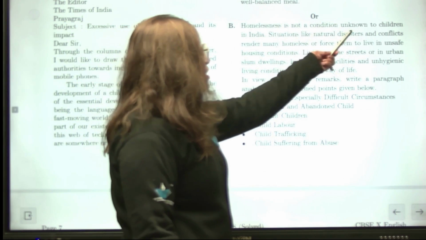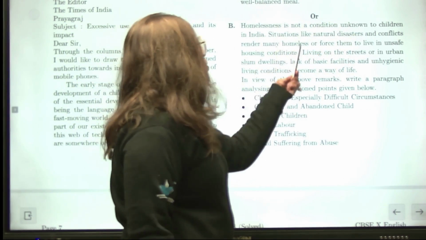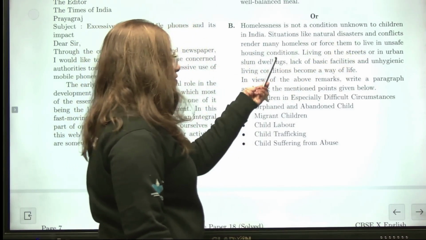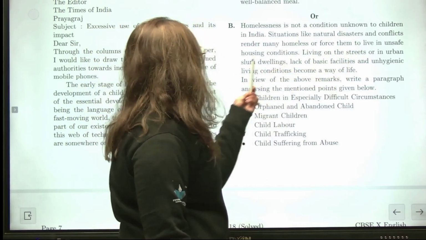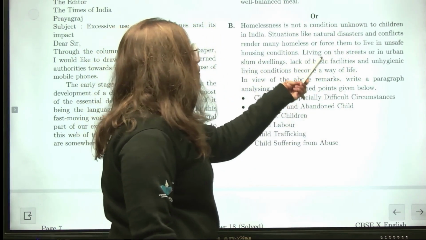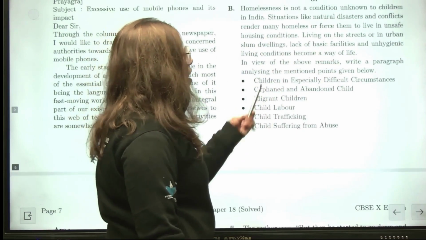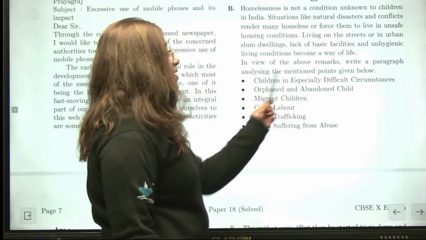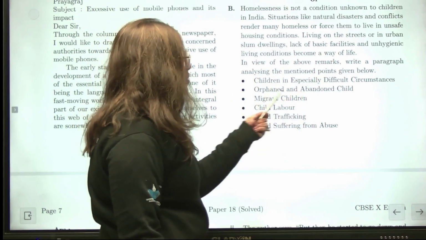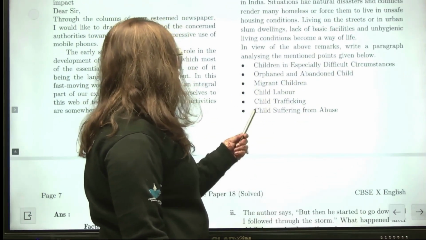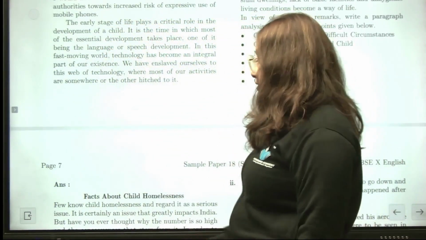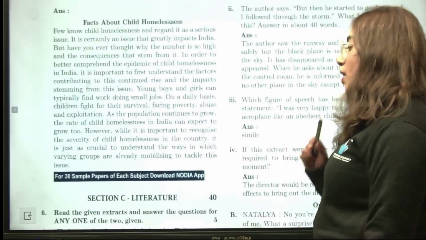Homelessness is not a condition unknown to children in India. Situations like natural disasters and conflicts render many homeless or force them to live in unsafe housing conditions. Living on the streets or in urban slum dwellings, lack of basic facilities and unhygienic living conditions become a way of life. In view of the above remarks, write a paragraph analyzing the points given below. Children in especially difficult circumstances, often an abandoned child, migrant children, child labor, child trafficking, child suffering from abuse. इससे related आपने सारे points लिखे हैं जो आपको पता है, ठीक है?